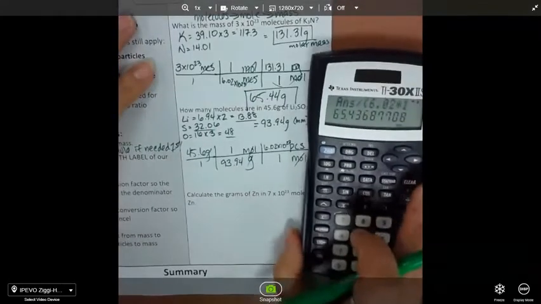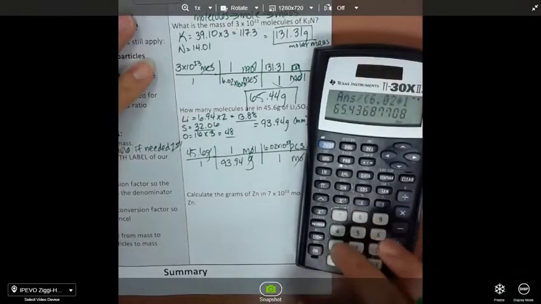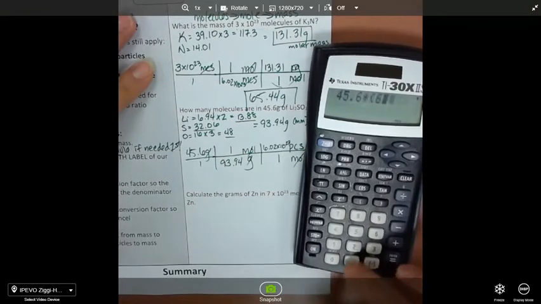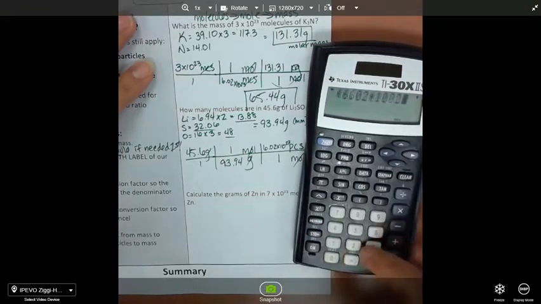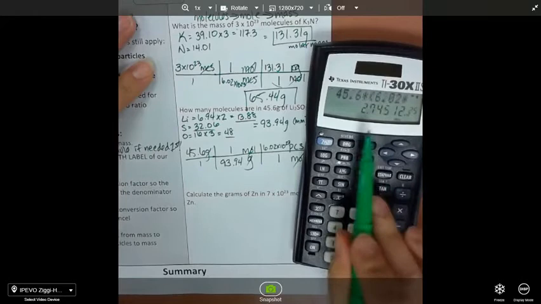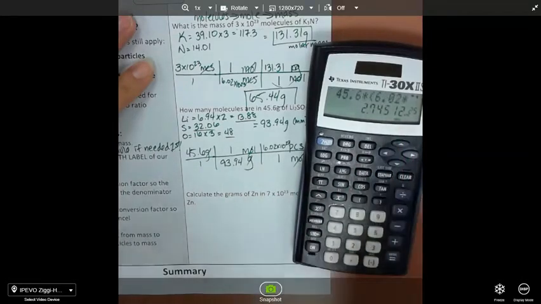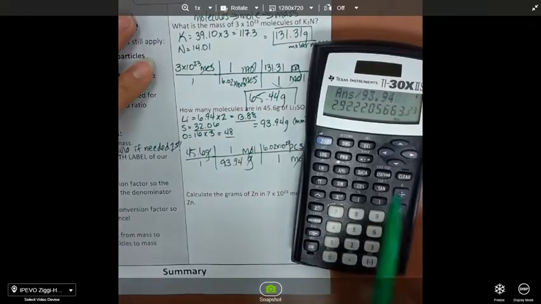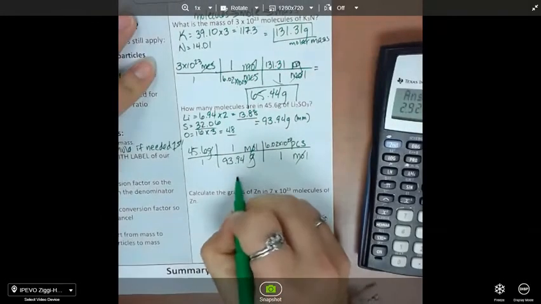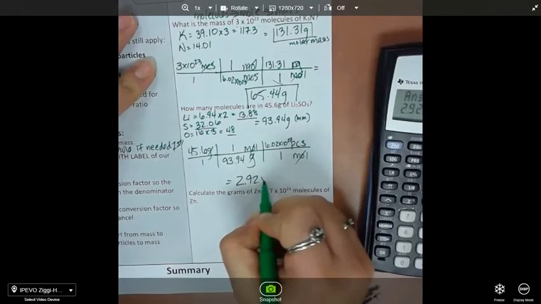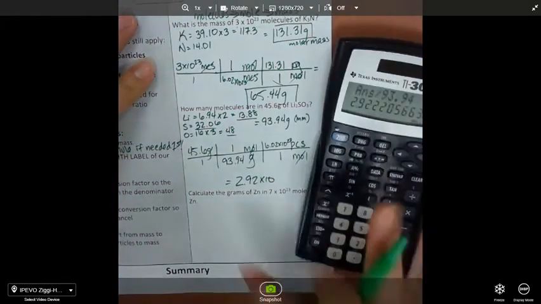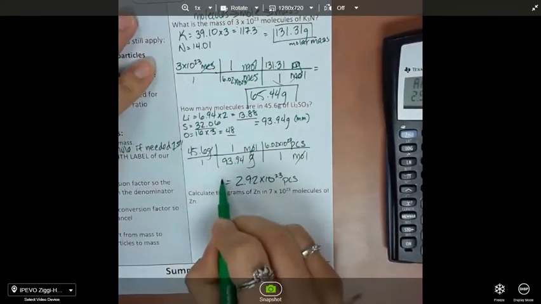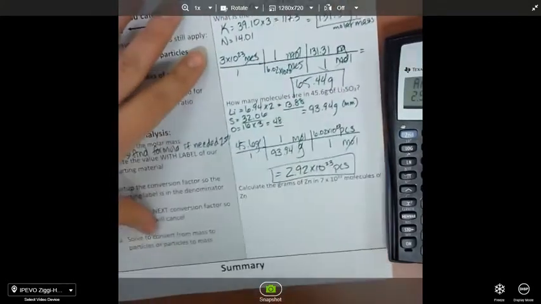Let's do the math. So we have 45.6 times 6.02 times 10 to the 23rd. Okay, this is what I get. Now I have to divide this number by 93.94. So I get 2.92 times 10 to the 23rd particles or molecules. That's my answer.